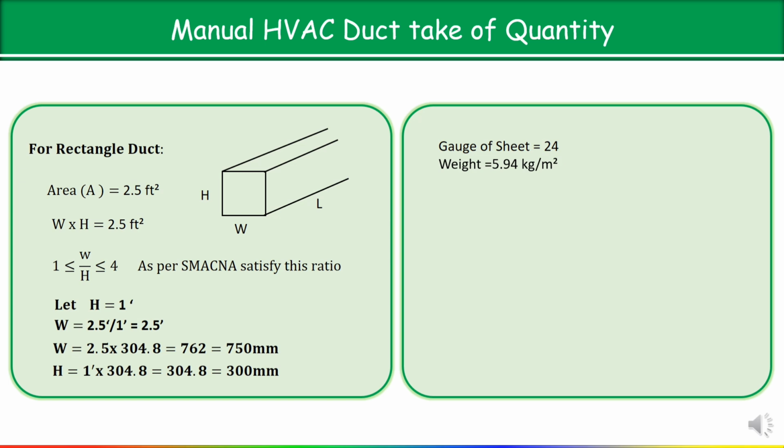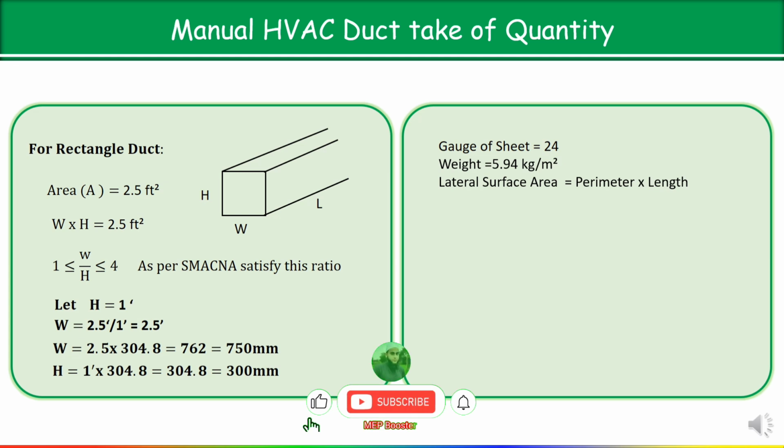I want to find out the total weight. For the total weight, if you remember, in the starting I discussed that we know the length of the duct is 12 meters. So first, to find out the total weight, you have to calculate the lateral surface area.